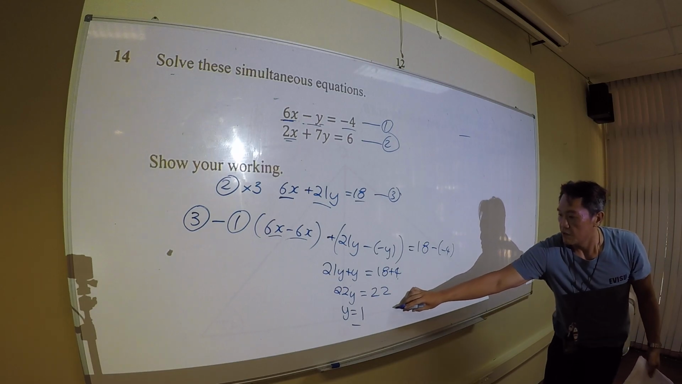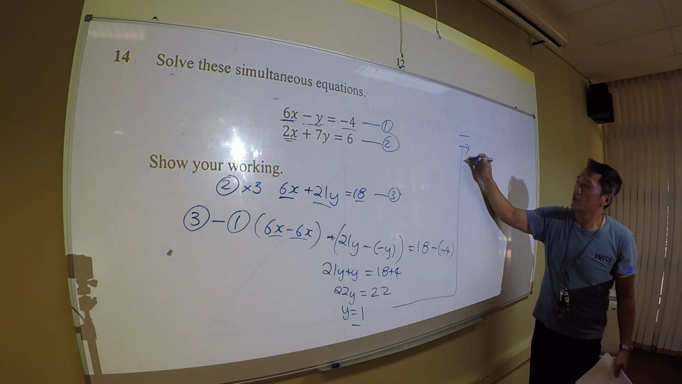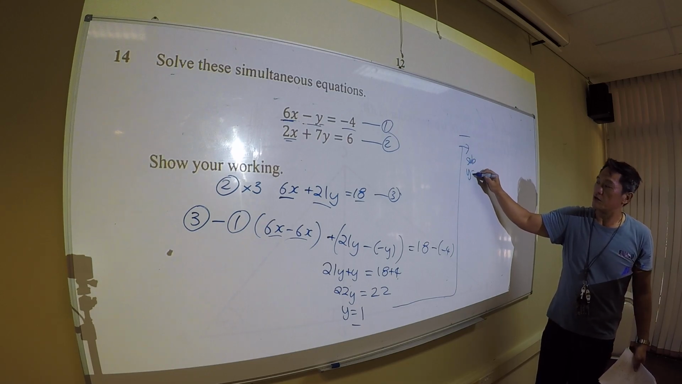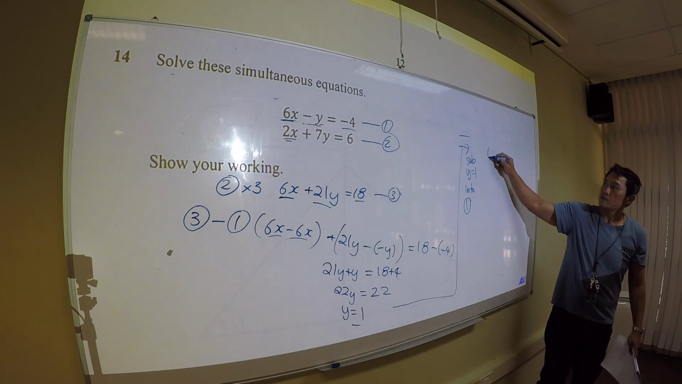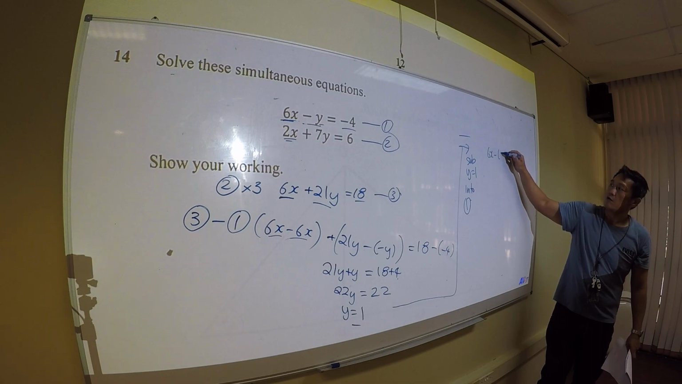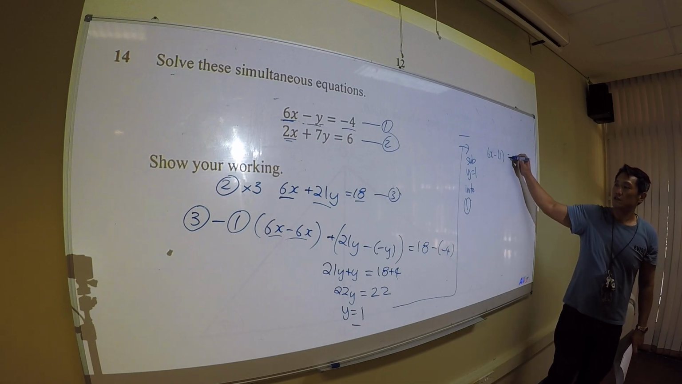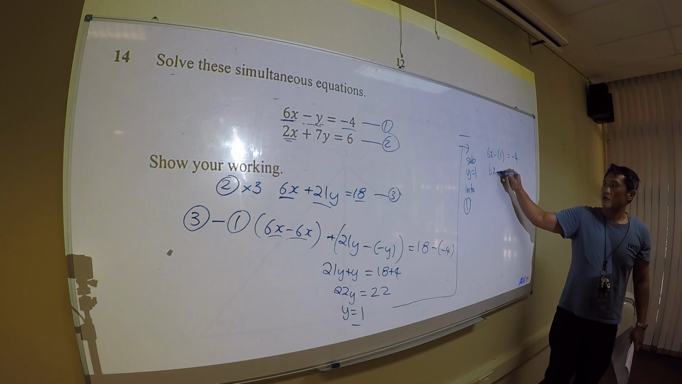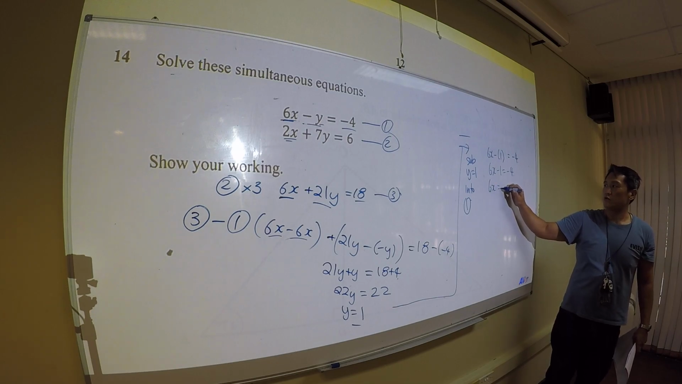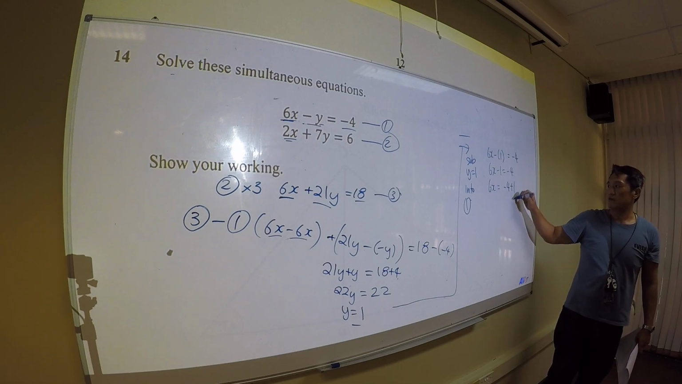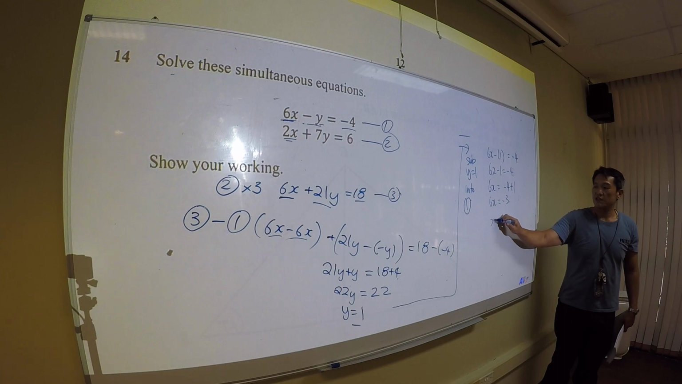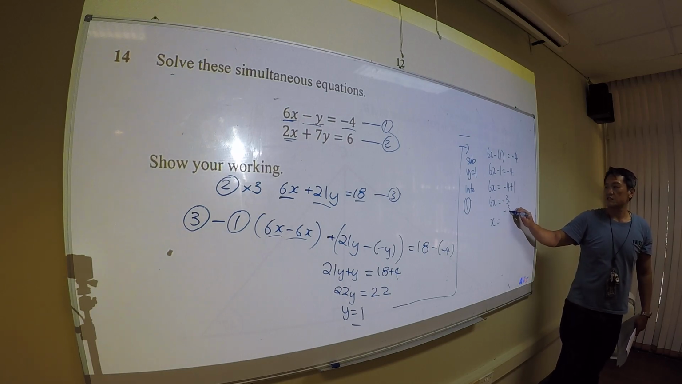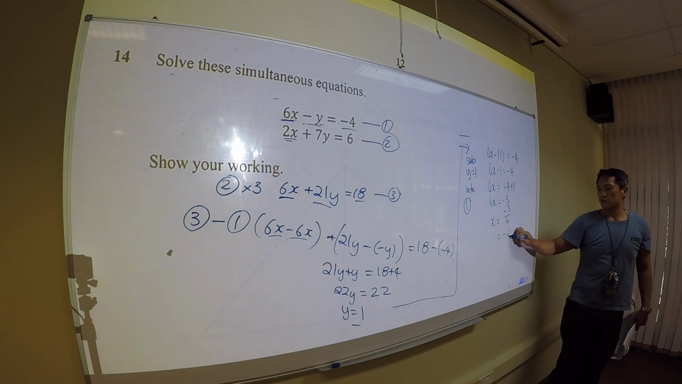Okay? For example, I substitute y equals 1 into equation 1. 6x minus, substituting y is 1, equals negative 4. 6x minus 1 is negative 4. I make x the subject, add 1 on both sides. Negative 4 plus 1. 6x will be equal to negative 3. I want x, so I will divide both sides by 6. X is equal to negative half.